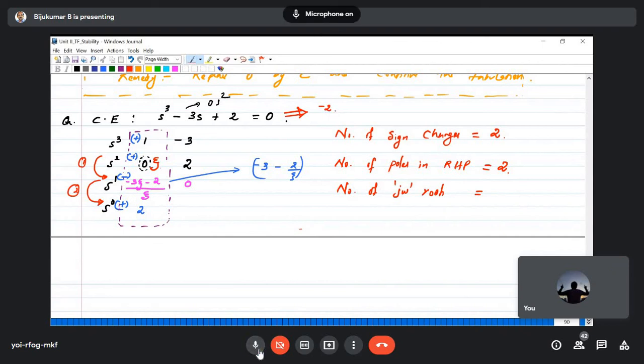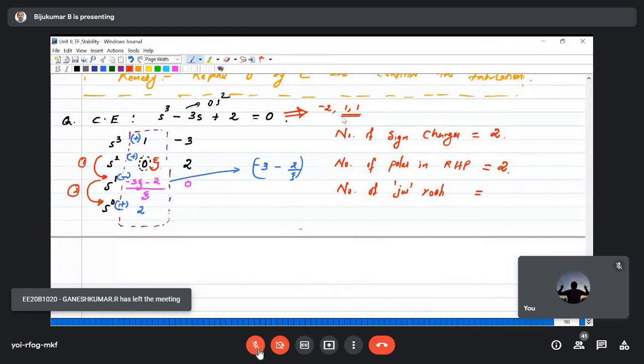minus 2, 1 and 1. It is coming minus 2. So 1 is in the left half, right?